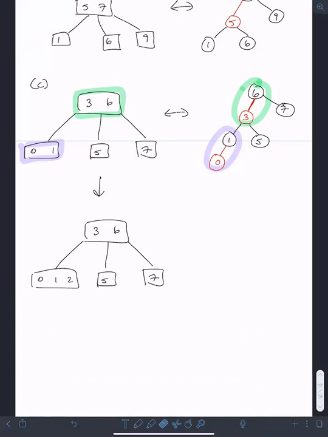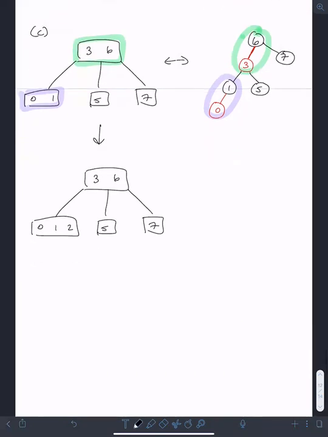But again, notice that it breaks the invariant of having at most 2 keys. And so we need to push up the 1. So 1 goes here. Okay, and this means that we split 0 and 2. And notice that this satisfies the invariant of 0 being less than all the keys, 2 being between the first 2 keys, 5 being between the second 2 keys, and 7 being greater than all the keys.